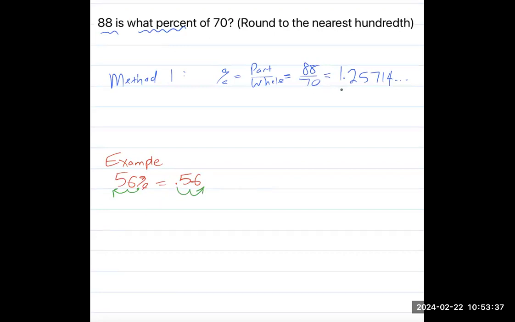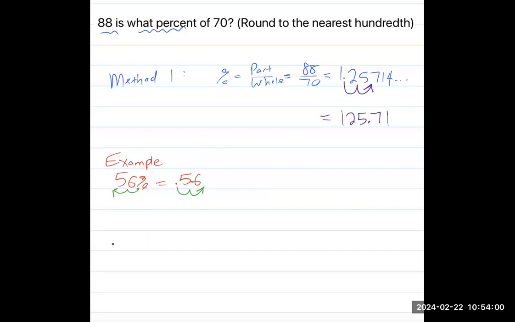So if you get something a little more tricky like 1.25, think of a nice easy example and use that as your template for what to do. So we're moving the decimal 2 spaces right because we're getting from decimal form to percent form, and it becomes 125.71 because here we're being asked to round to the nearest hundredth.